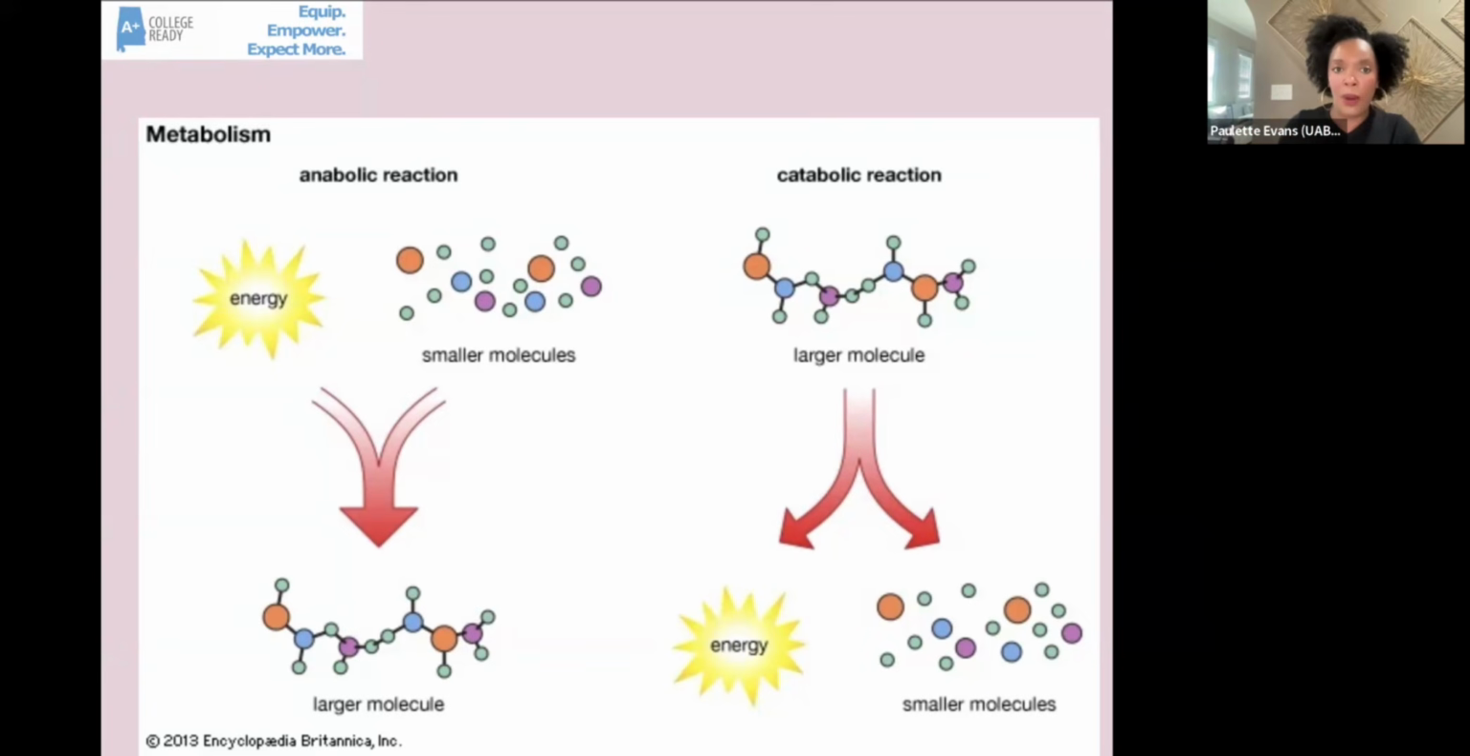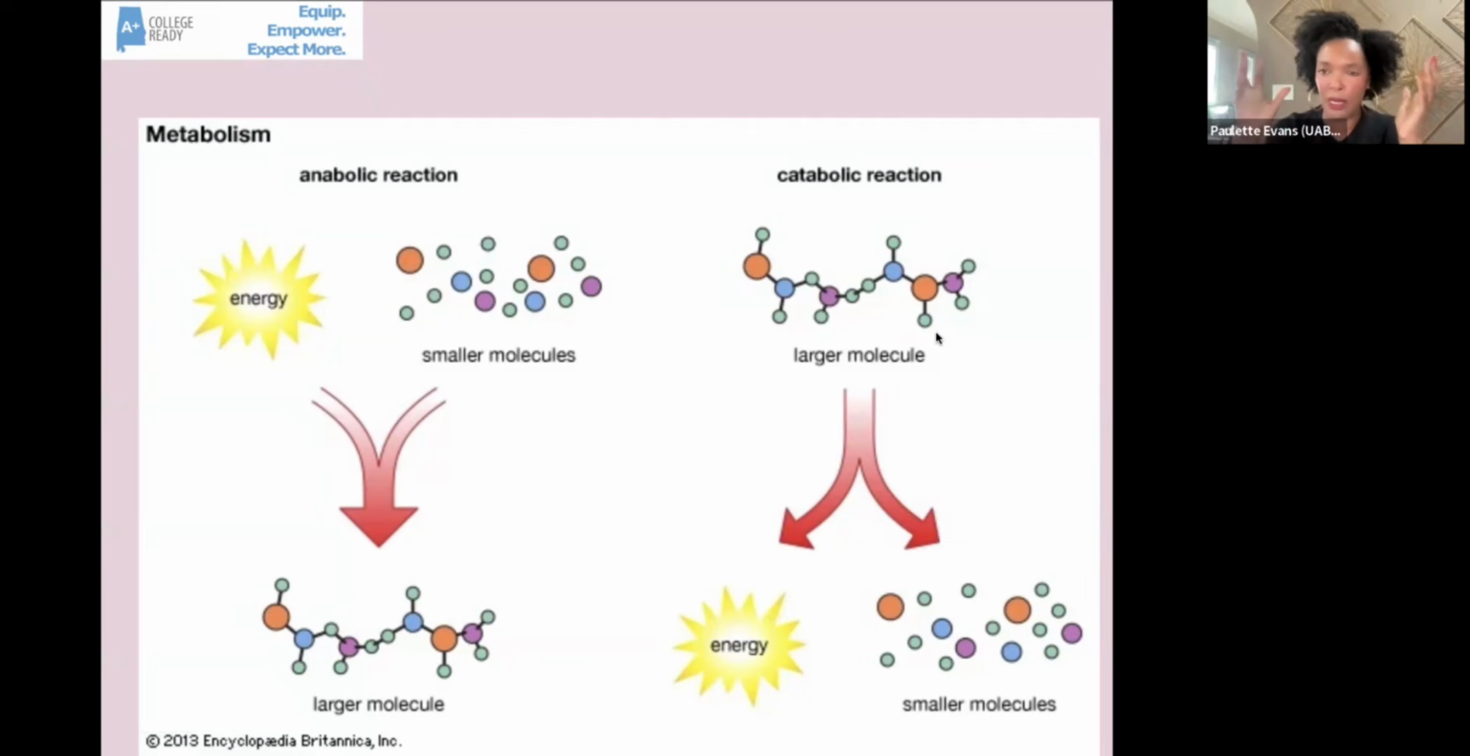Same thing with amino acids. If you have small amino acid molecules and you want to build a large protein, you're going to have a net infusion of energy to build that. So energy in, small molecules, to build larger molecules. Now, the converse of that is a catabolic reaction. A catabolic reaction is breaking apart large molecules.